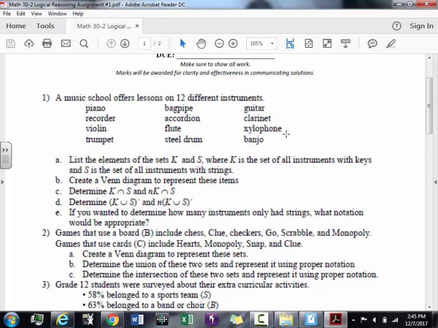Xylophones definitely have keys, because all the little pieces you play on there are each a key. And then a banjo. Okay, so that's set K. And then set S is everything that has strings in it.